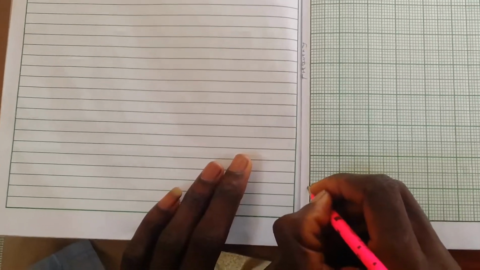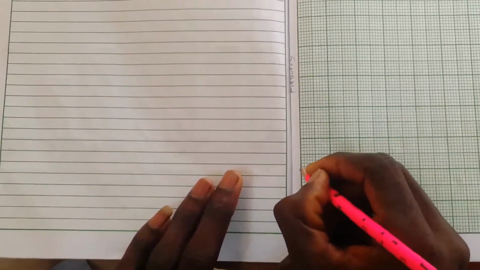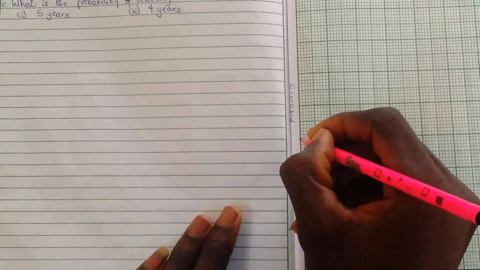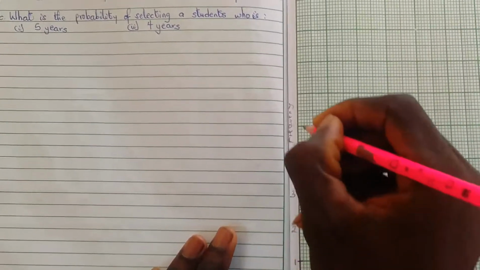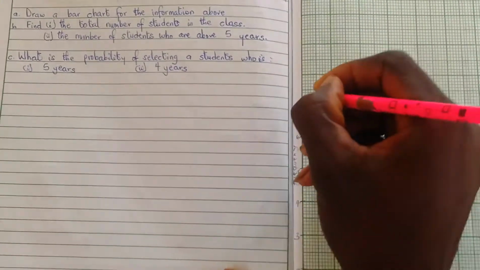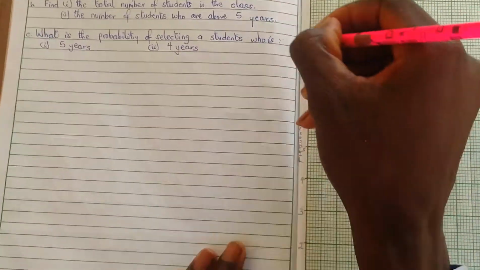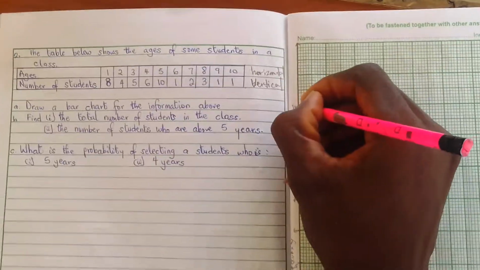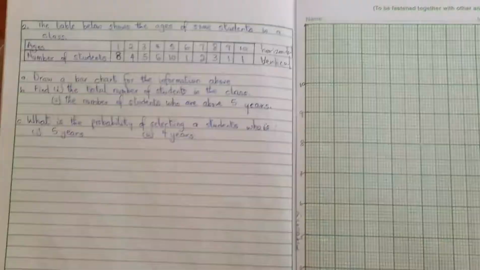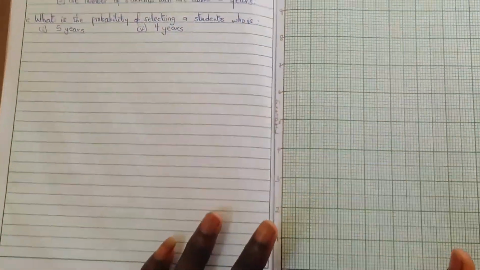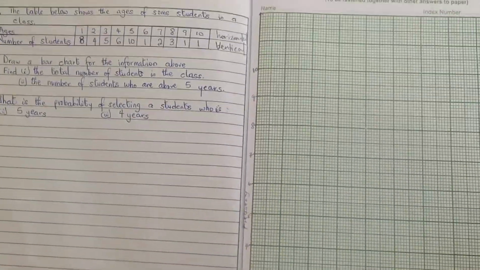So this is going to be 1. We have 2 here. We have 3 here. We have 4 here. We have 5 here. We have 6 here. We have 7. We have 8. We have 9. And finally, we have 10. Since I can get my least and my highest, I'm okay with the labeling.